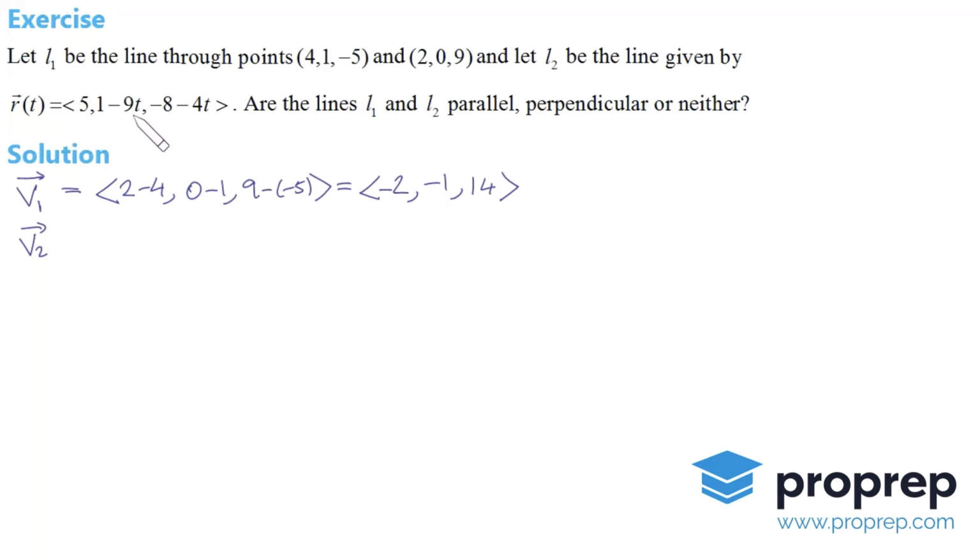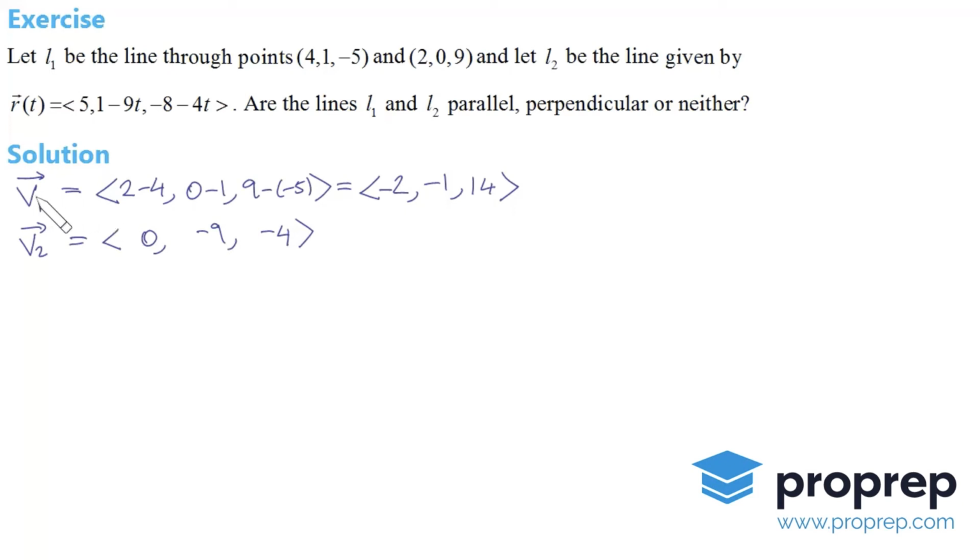by taking the coefficients of the t in each of the components. So this would be, well, we don't have a t here, so the coefficient is like 0. It's like 5 plus 0t. So 0. Here, minus 9. And here, minus 4. Okay, no need to simplify. That's that.